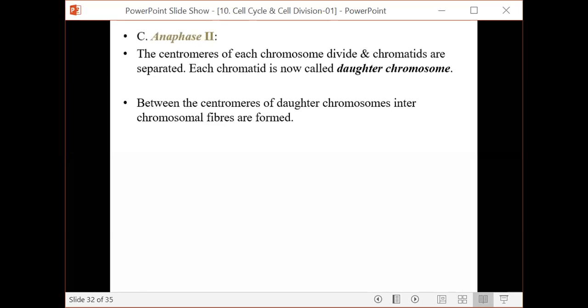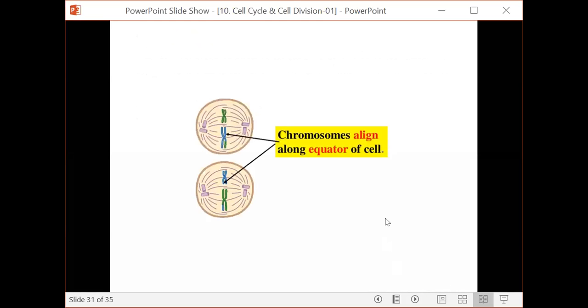You want me to show the diagram of metaphase? Which one, the hand drawn or the image? Okay, this is the image. We'll take it soon.